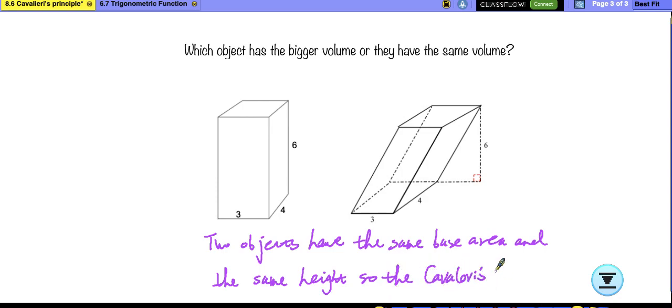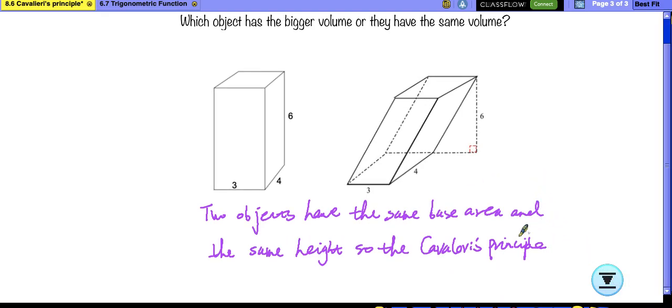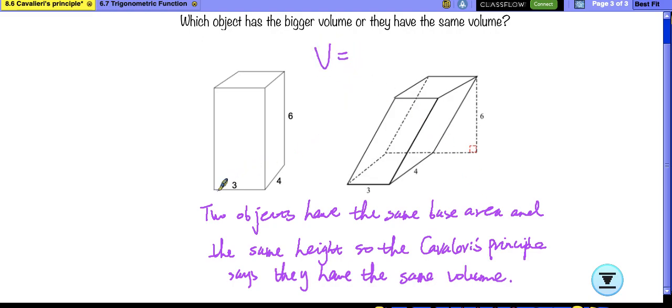Cavalieri's principle. This is what we observed, and this is the principle we learned that guarantees this is happening here. Cavalieri's principle says they have the same volume. And the volume will be base area times height, so length times width, because it's just a rectangle. So 3 times 4 times 6. That will be our final answer. They do have exactly the same volume.